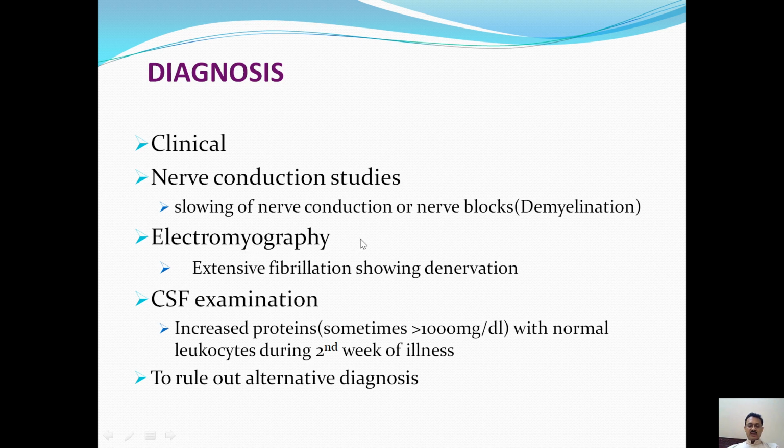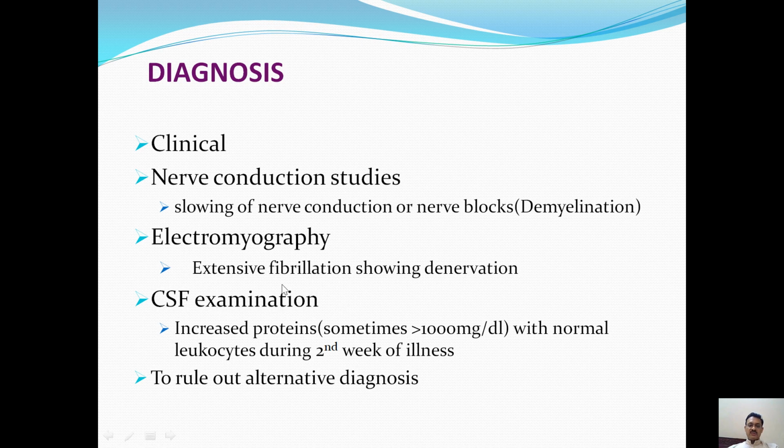With EMG, when we put a needle in the muscle, there may be extensive fibrillation in axonal types of neuropathies. So diagnosis is clinical, nerve conduction is most common and most important, then electromyography may be done, and then the CSF examination.